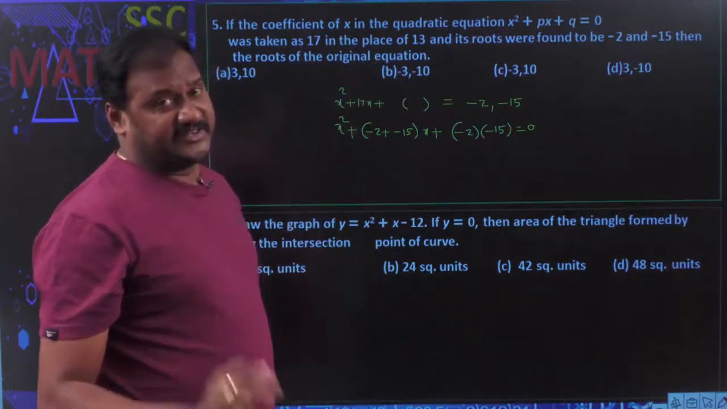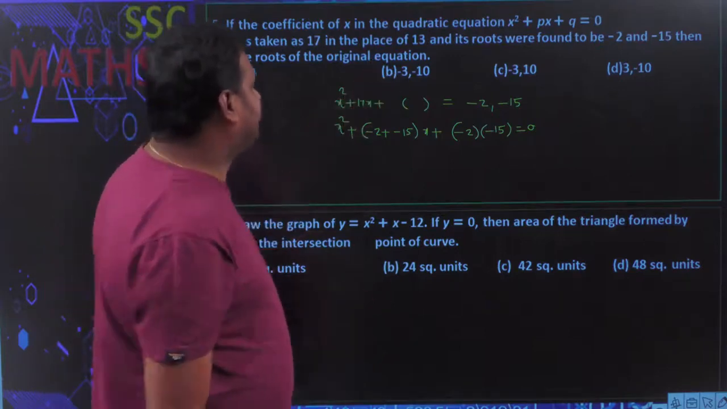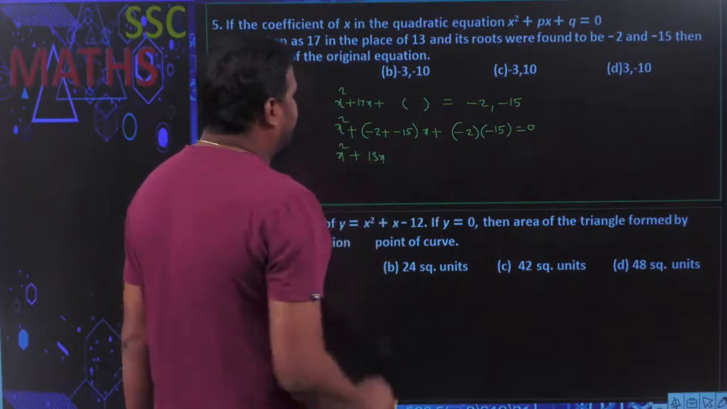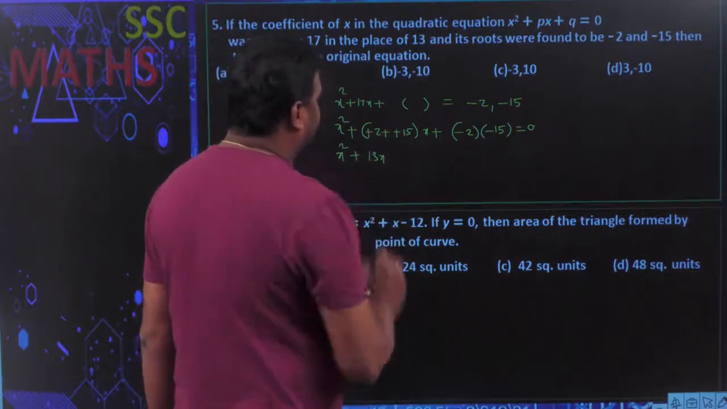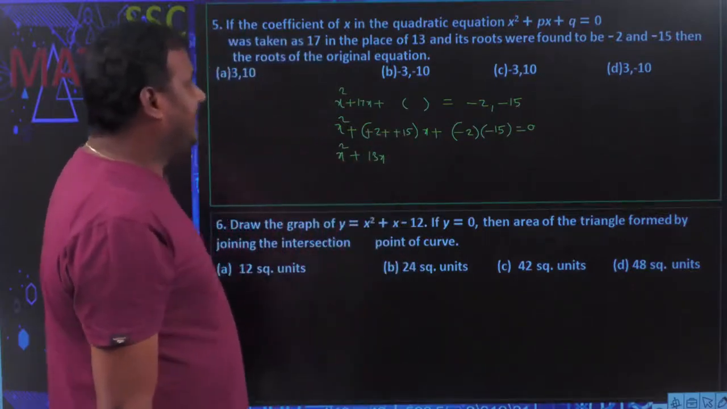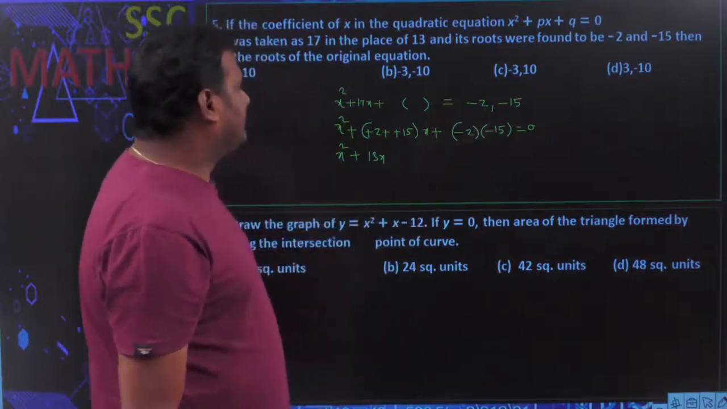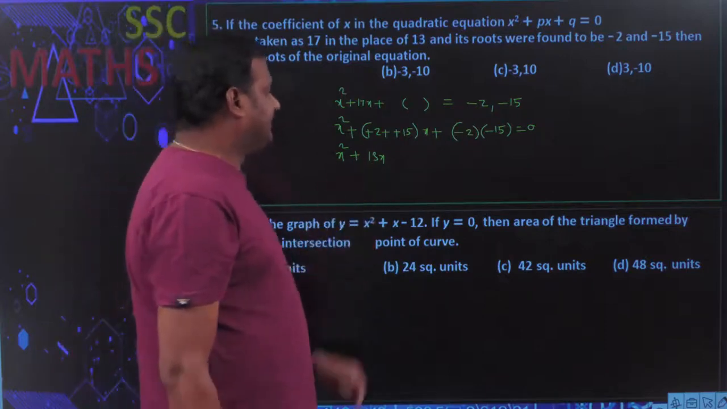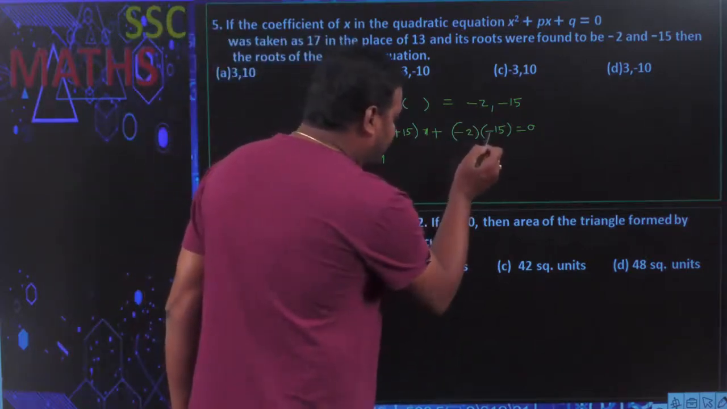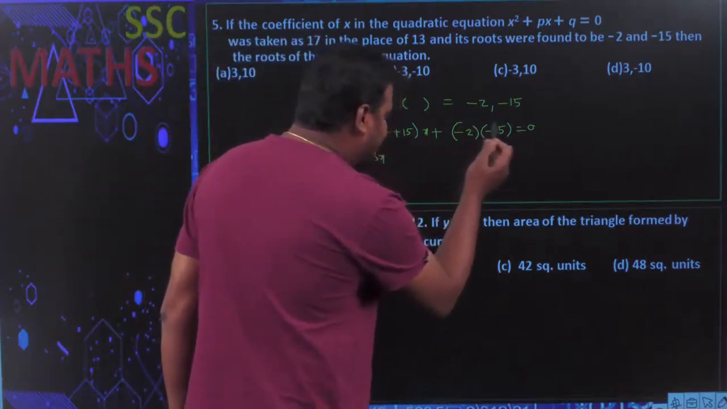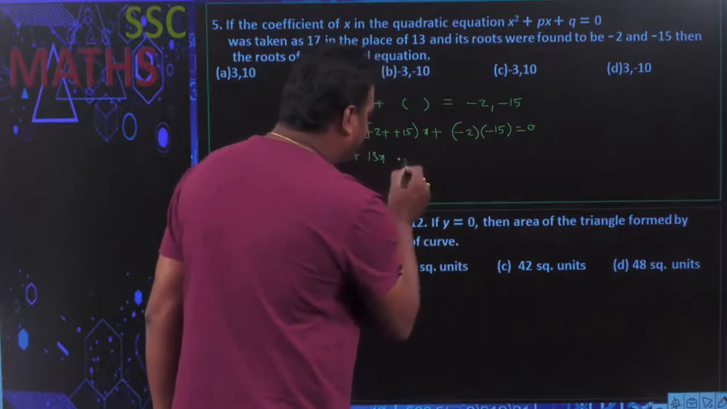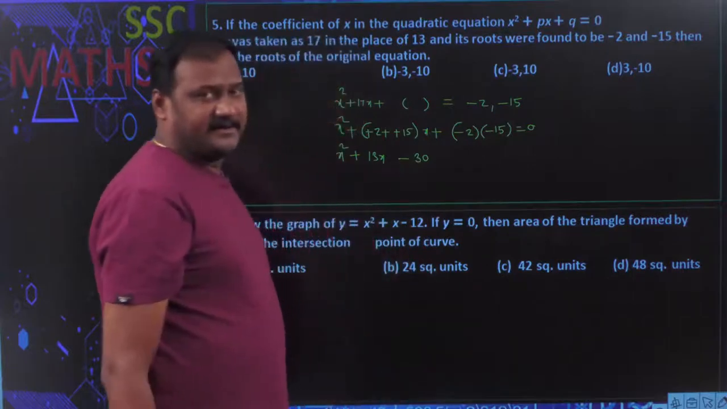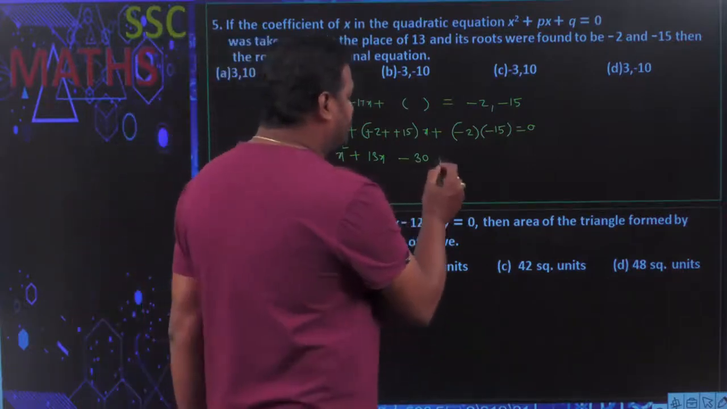Has to take the coefficient as 13. So if the coefficient is taken as 13, then x square plus 13x, and the constant term is plus 30. Since it is 13, the factors here will be 15 and 2, so this thing remains the same. It will become 15 into 2 is equal to 30. Right? So which is positive, which is negative here?